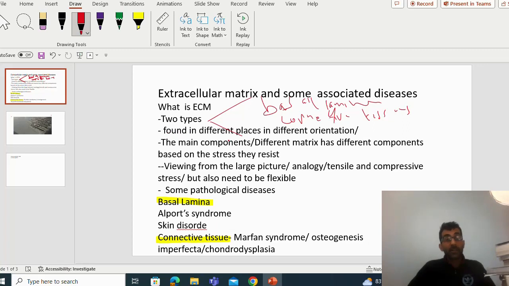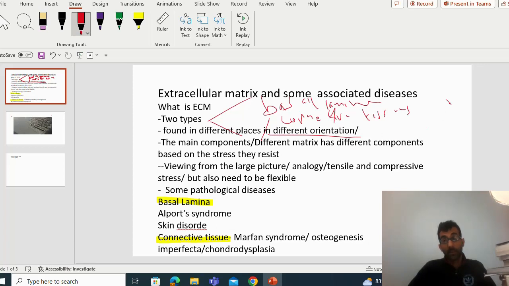So the matrix is found in different places and in different orientations. It's found in the kidney, in the glomerulus basement membrane as a filter. Also in the brain it works as the brain blood barrier that prevents the diffusion of some molecules into the brain. Also in the epithelial tissue of the intestines and then the skin. So it is found in different orientations.